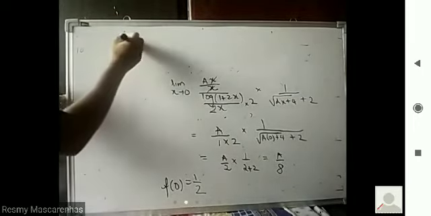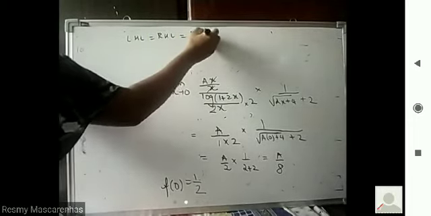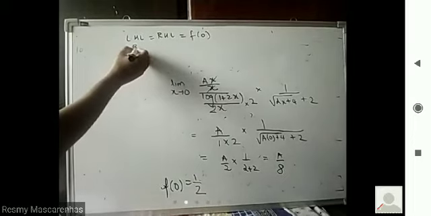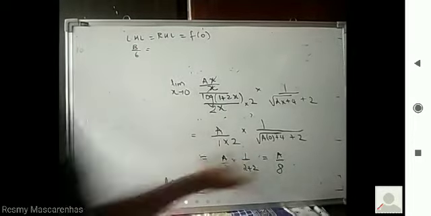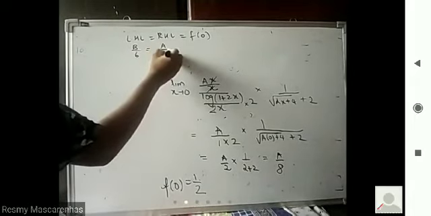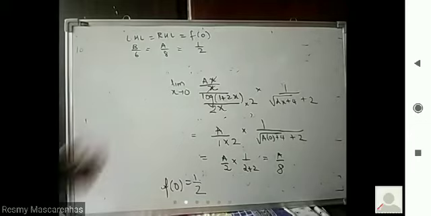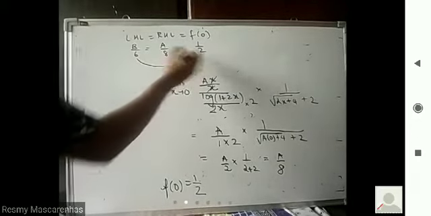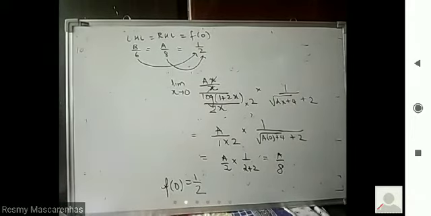So left hand limit, how much had you got? B upon 6 you had got as the left hand limit answer. Right hand limit, how much did you get? A upon 8. And f of 0 is given to you how much? Half. So what you can do? Equate this and this also. All are equal. So equate and find the values of A and B.